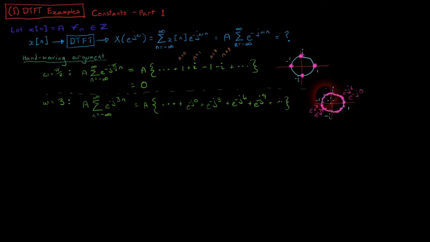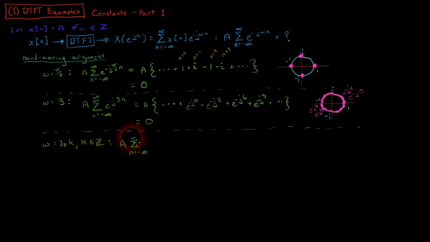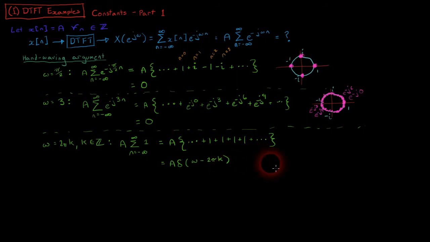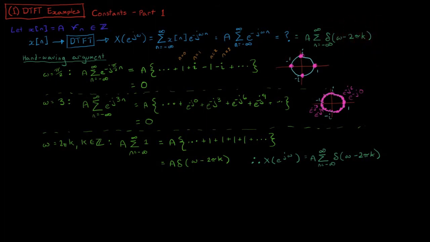Finally, consider the summation if omega equals a multiple of 2 pi, which includes 0. If omega is equal to a multiple of 2 pi, then the summation can be expanded as 1 plus 1 plus 1 plus 1, etc., which is an impulse of infinite height and area a. Therefore, we conclude that capital X e to the j omega is equal to a times the summation from k equals negative infinity to infinity of delta of omega minus 2 pi k.